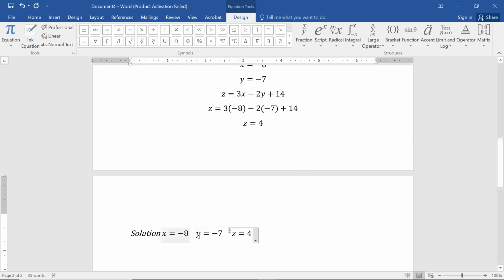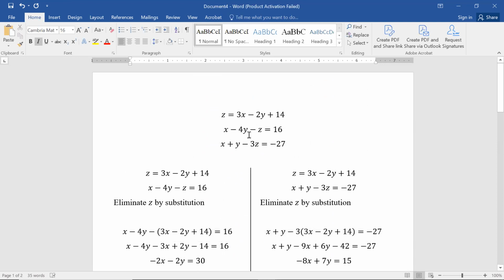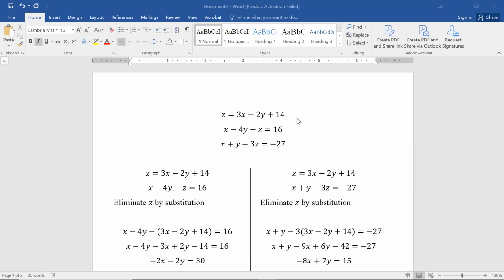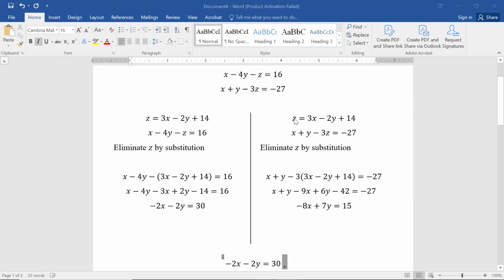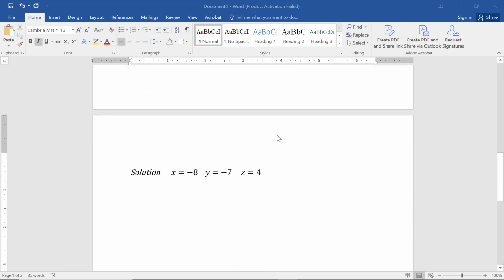If I'm not 100% sure that I solved that correctly, then you can always check by plugging it in to all three equations and seeing that you get a true statement for each equation. In this case, you will. In this case, we do have the right solution here.